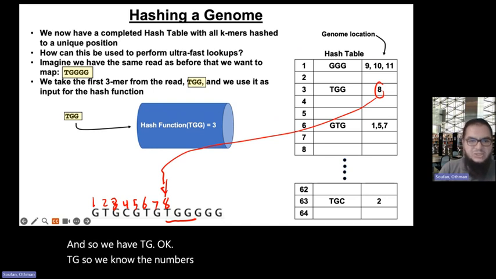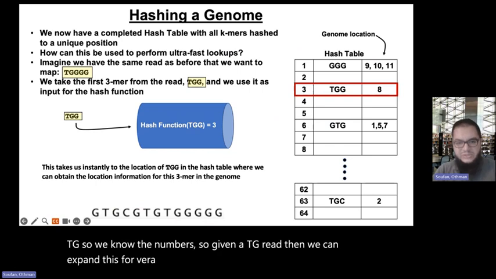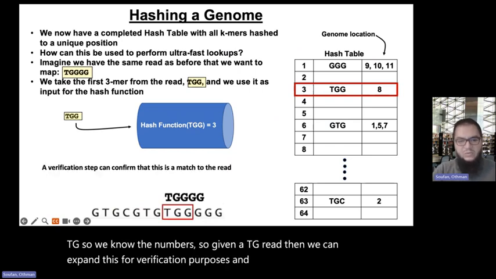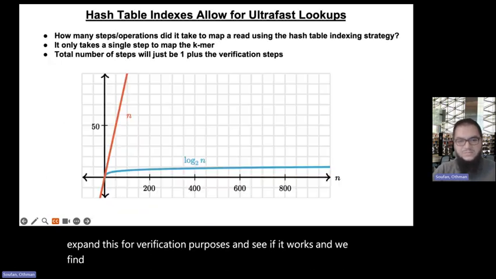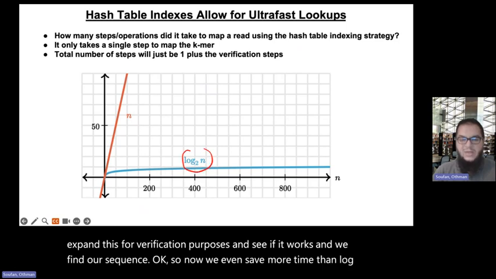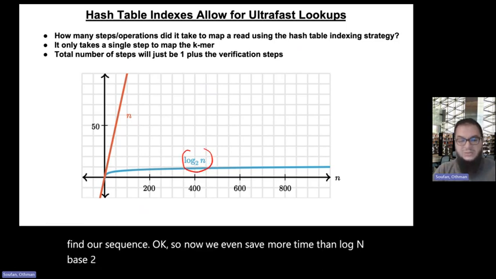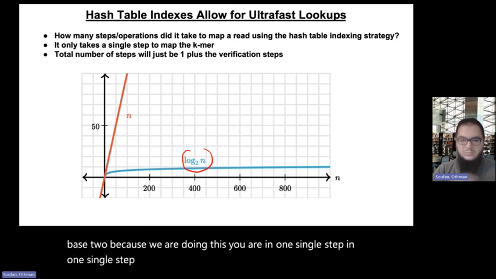So given a TGG read, we can expand this for verification purposes and see if it works, and we find our sequence. So now we even save more time than log n base 2, because we are doing this in one single step.